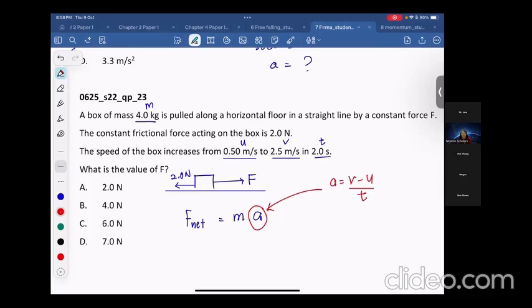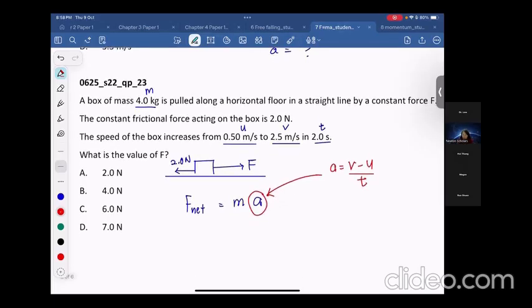Any others? No? Let me give you some hints. There is a pulling force. There is a frictional force. Can you see that? They are in opposite directions. So what is your resultant force? It should be F minus 2. Agree? Continue. Correct, Megan? No, correct.